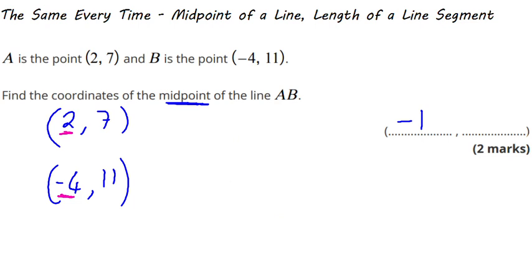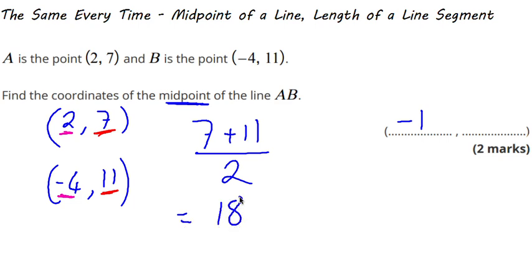It's exactly the same idea for finding the y coordinate of the midpoint. We look at the two y coordinates, 7 and 11, add them together, so 7 plus 11, divide by 2. Let's try this one non-calculator, shall we? 7 plus 11 gives me 18, divided by 2. 18 divided by 2 gives me 9. Do it on your calculator if you want to.